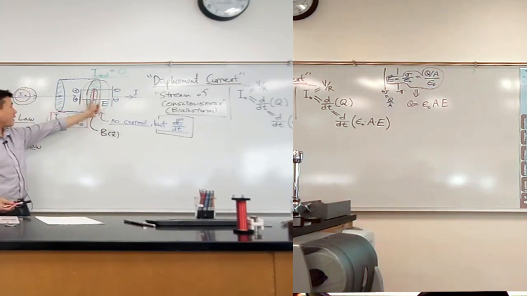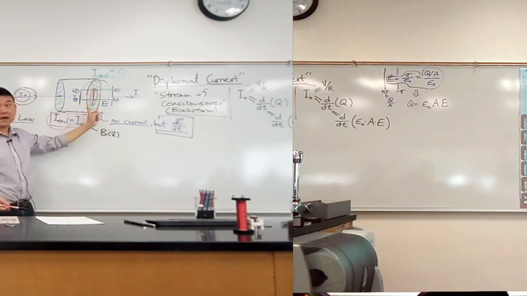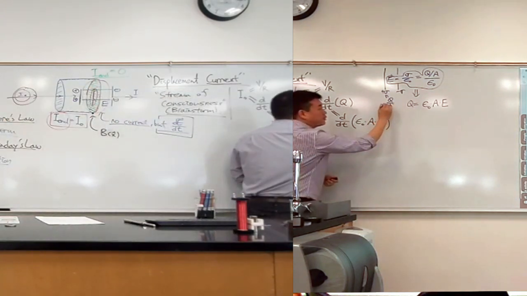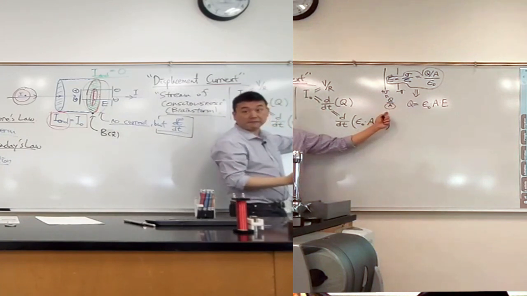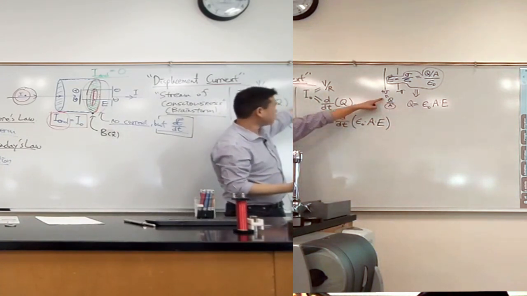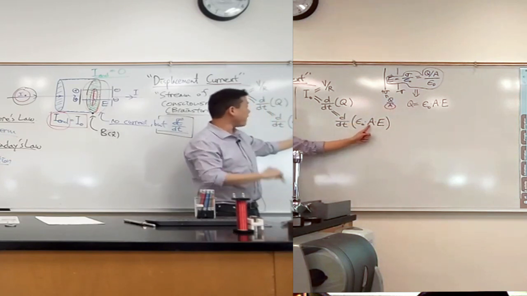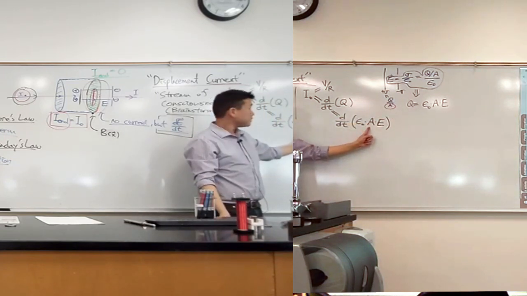Yeah, this area, the cross-sectional area of the capacitor, right? Because that was the sense in which we are using A every single time. It's the charge on the capacitor over the area of the capacitor. So here, this is still the area of the capacitor.